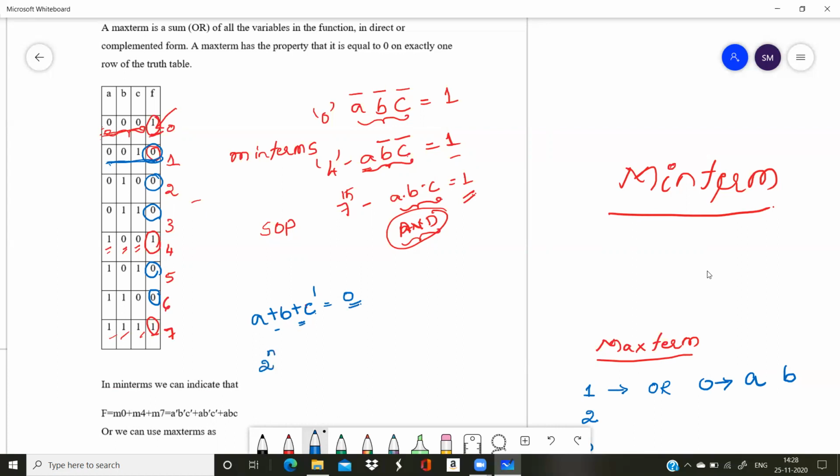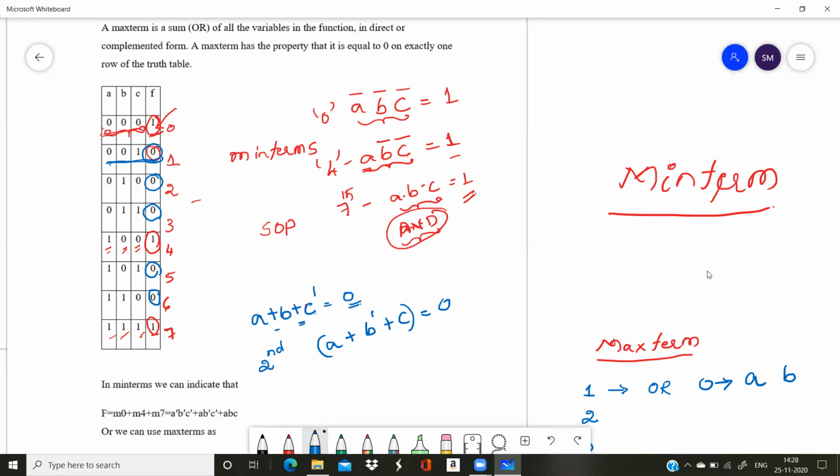Similarly, for the second row, A, B and C we have. A is 0, so A only. A plus B is 1, so it is B complement or B dash, plus C is 0, write it as C only. Now this is equal to 0. So this is how we represent the max term.